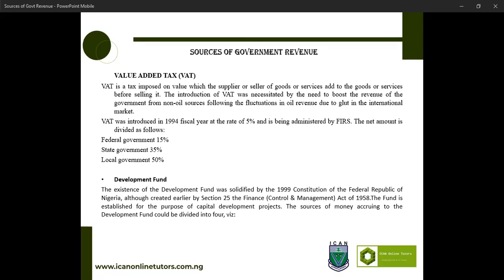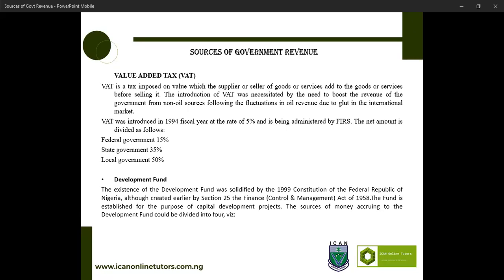Development fund. The existence of the development fund was solidified by the 1999 Constitution of the Federal Republic of Nigeria. Although created earlier by Section 25 of the Finance (Control and Management) Act of 1958, the fund is established for the purpose of capital development projects.